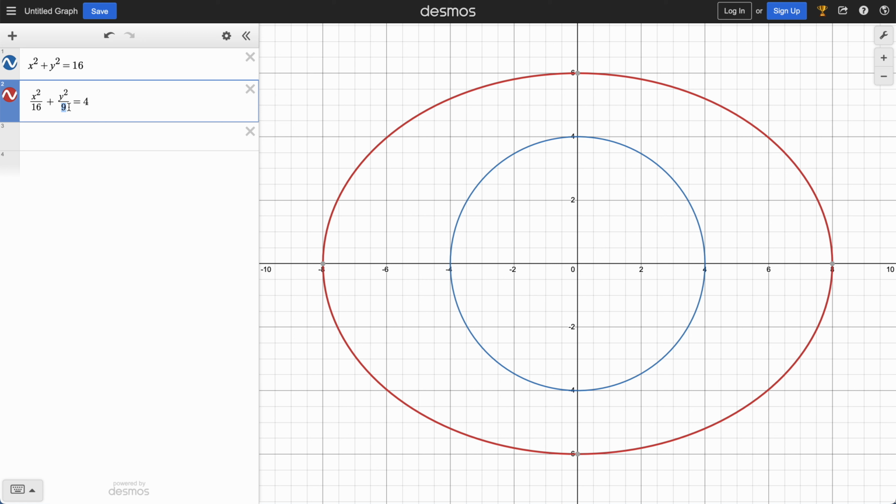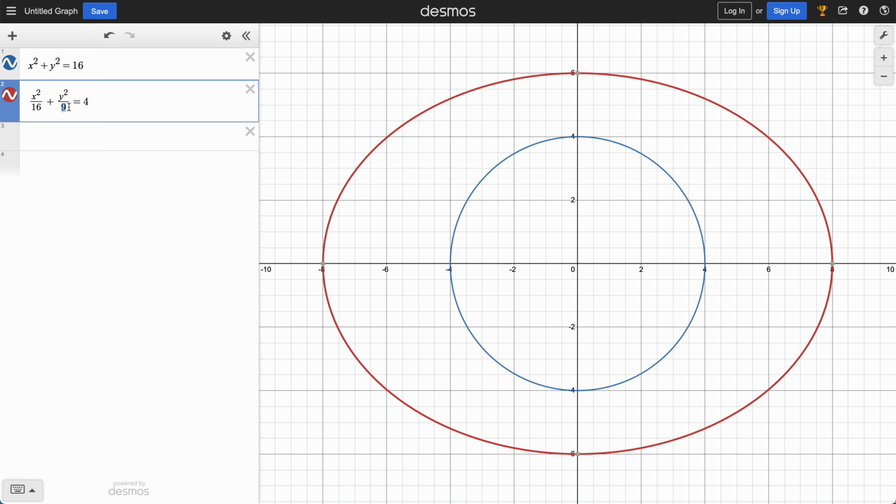Sometimes we get this confused with a hyperbola, and in a hyperbola, the difference is that there would be subtraction and it would have to equal 1. That's the difference between a hyperbola and an ellipse: an ellipse would be added, and in a hyperbola, one of those terms would be negative.